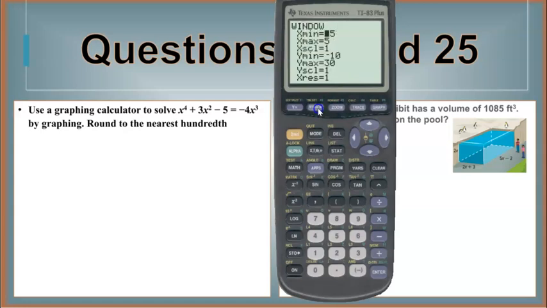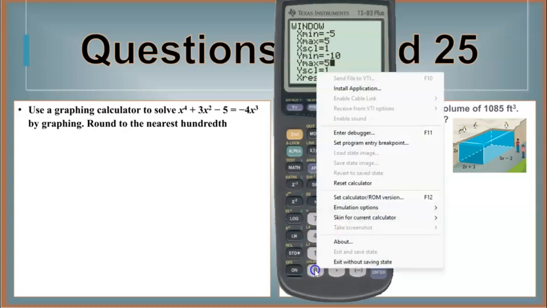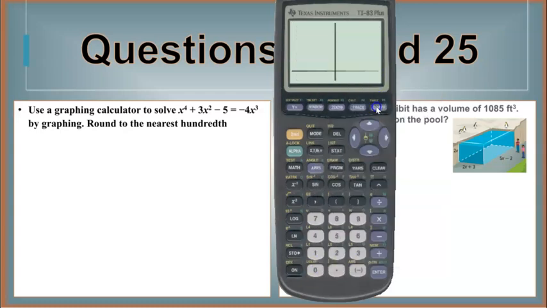Let's see, it's going to cross again, so let's try 50 this time. Hit graph. Here's one. Here's the other one. So now let's go to second, trace. We're going to find the intersection, so number 5.